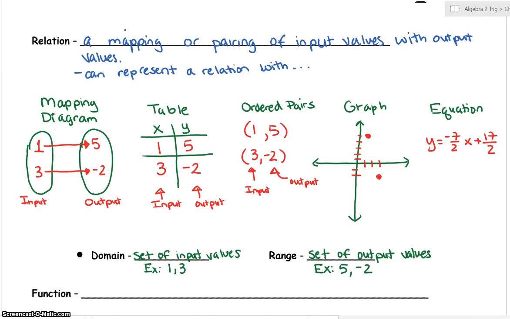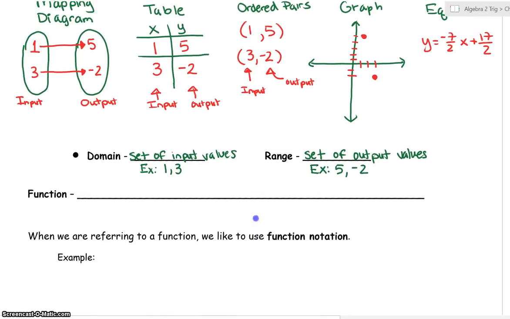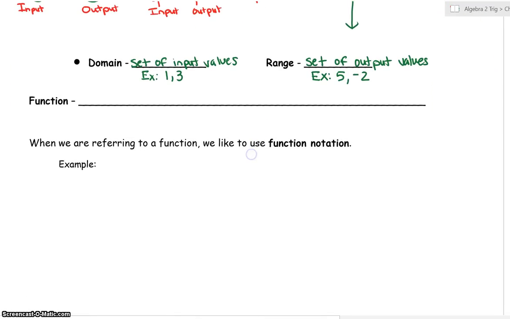All right, let's go ahead and start talking about a function. A function basically relates an input to an output.